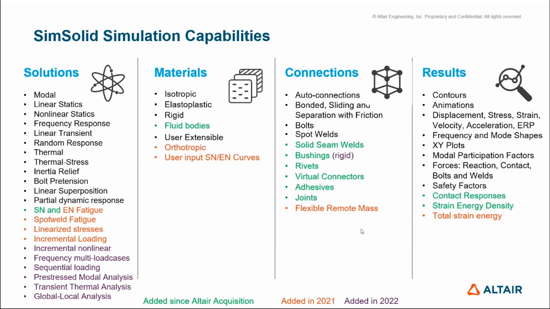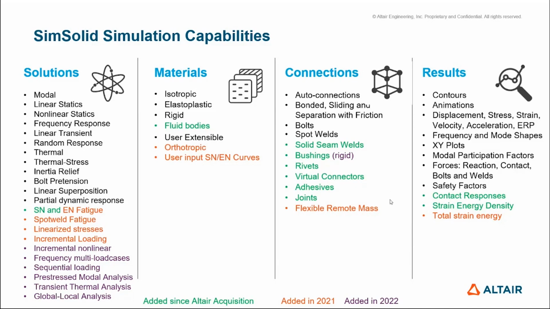The connections: auto connections, as you bring it apart, it prompts you to apply your connections. By default, that is bonded connections, and you can then change it to either sliding and then separation with friction, which of course is then a non-linear type contact. So a non-linear analysis must be conducted.